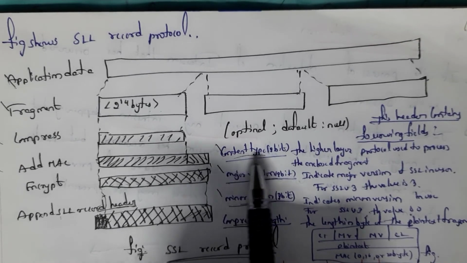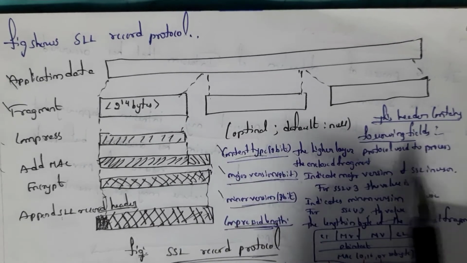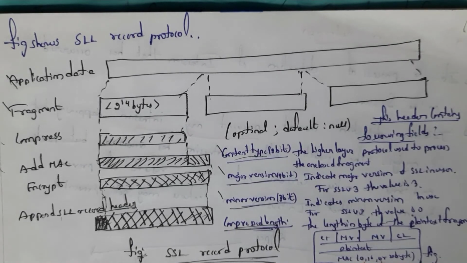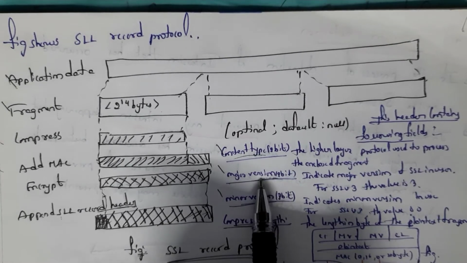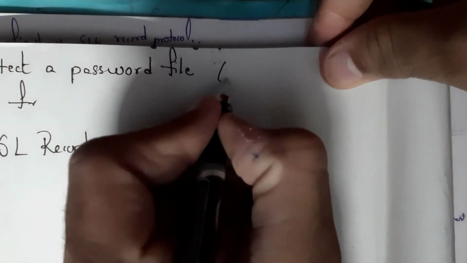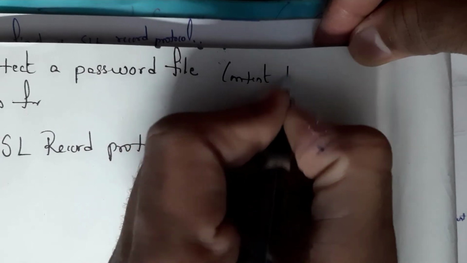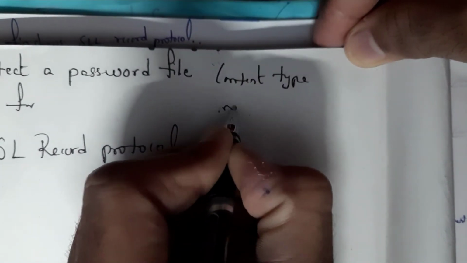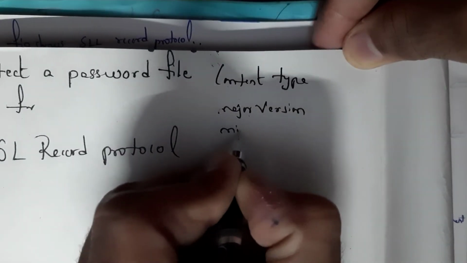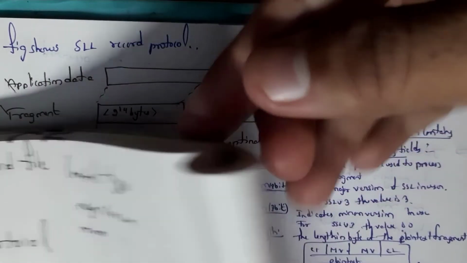See, this content type is nothing but the protocols used to process the data, which is known as content type. And major version, see, I will write here clearly. Content type, major version, minor version, and last one is compressed length.